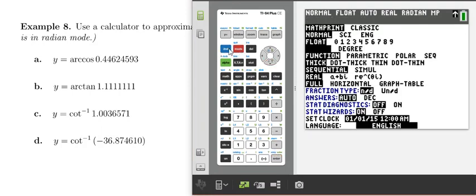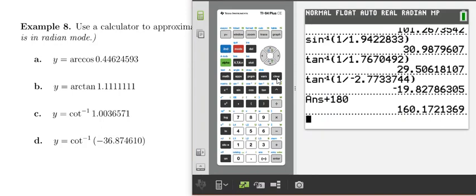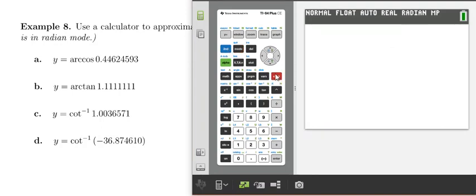Okay, so now my angles are going to be in radians. So you're not going to get something like pi over 3 or pi over 4. You're just going to get a decimal. Okay, so that's what you need to anticipate. So let's give this a shot. For part A, we're doing the arc cosine of this decimal.